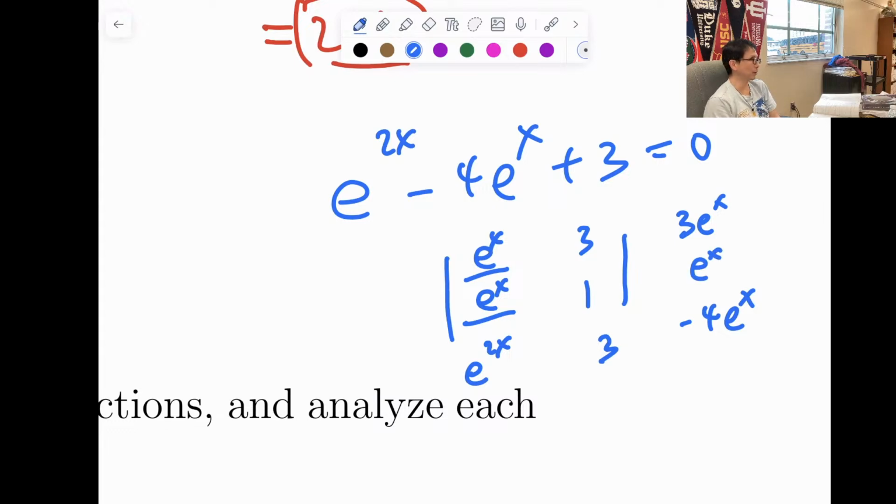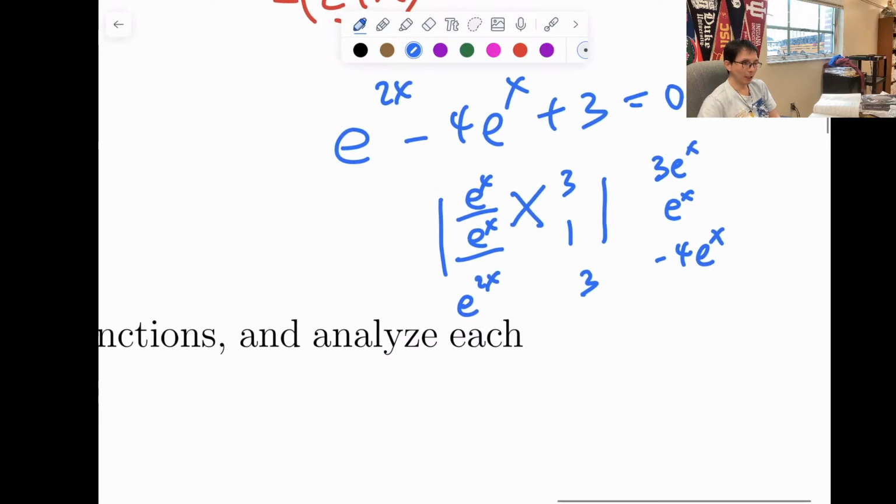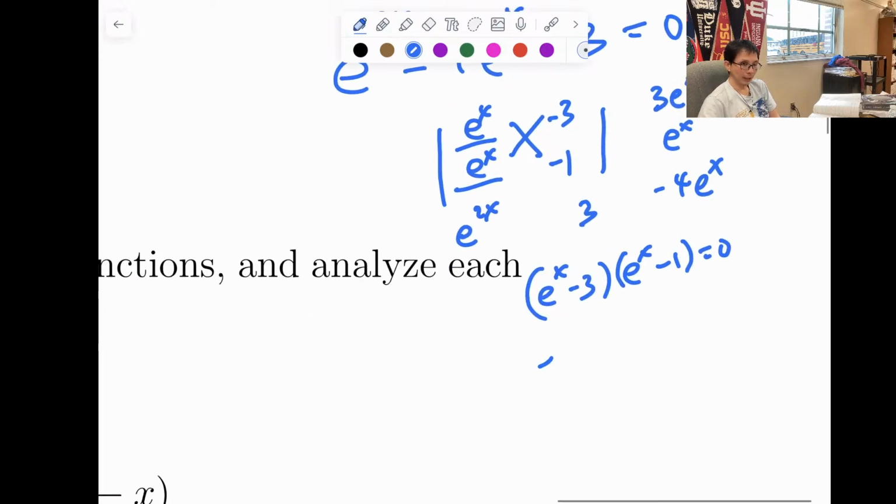That's why I told people it's much better to do box method, because box method can provide this better than other people can. So this is all minus, by the way. E to the x minus 3 times e to the x minus 1. Is that okay? E to the x equal to 3. E to the x equal to 1.